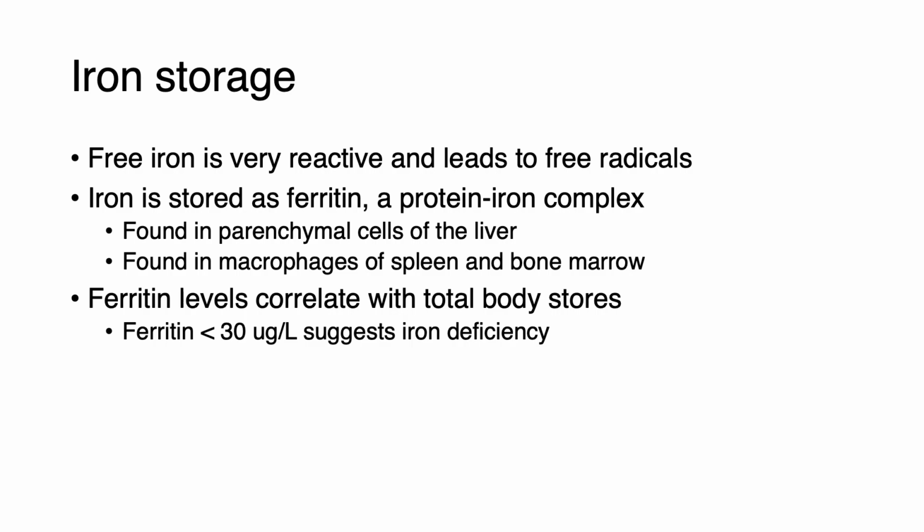Now, free iron is very reactive and leads to free radicals, so it needs to be stored in this protein iron complex called ferritin. Ferritin is found in parenchymal cells of the liver. It's also found in macrophages of the spleen and the bone marrow. And your ferritin levels correlate very well with your total body stores. So, serum ferritin is your best overall test for measuring if someone has enough iron. And if they have a ferritin less than 30, that's very suggestive of iron deficiency. Or it's really just the definition of iron deficiency.